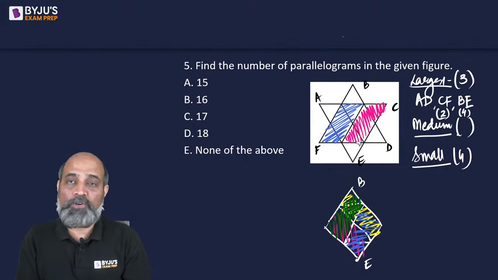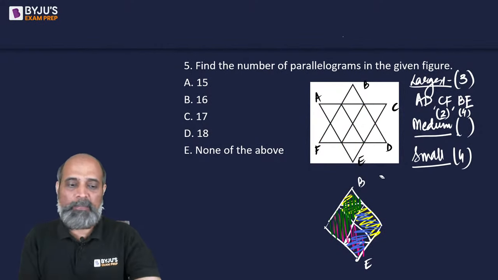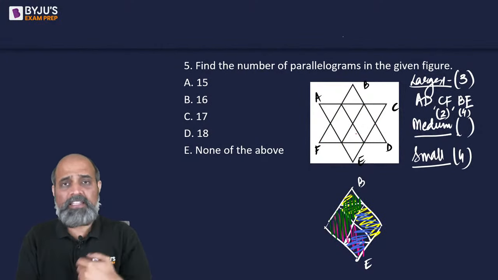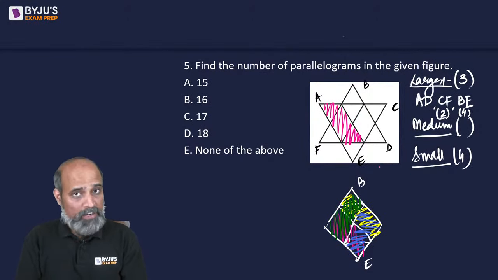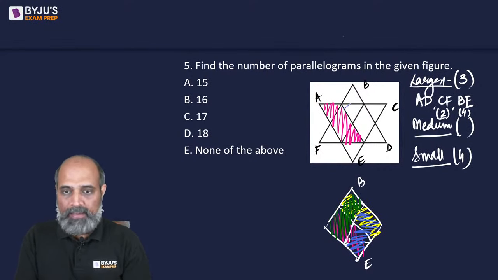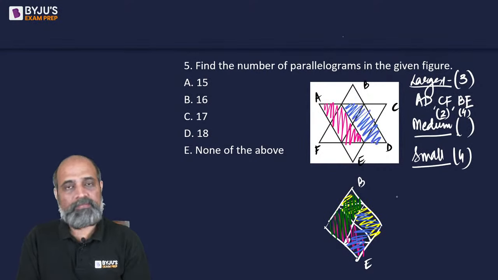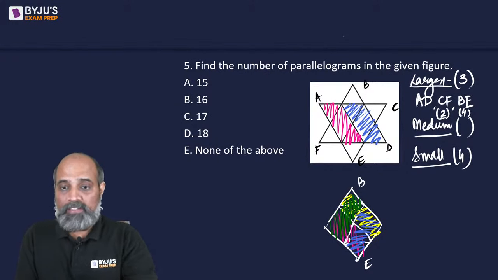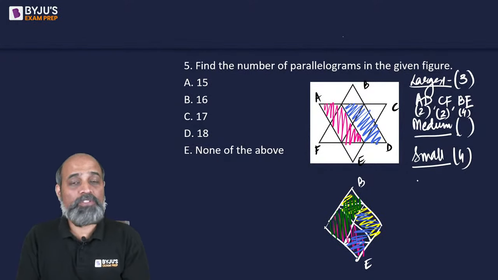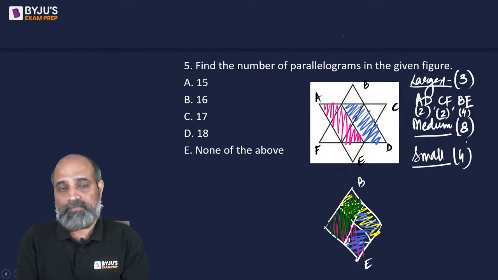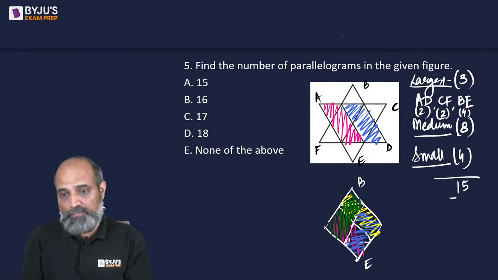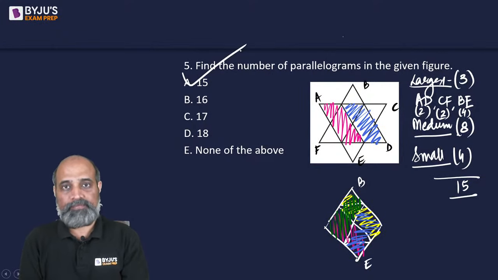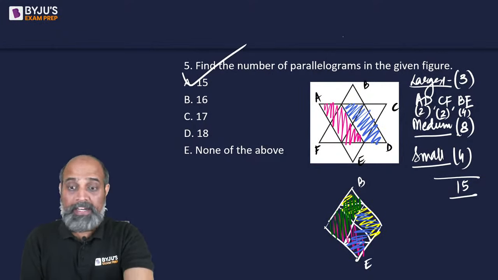And how many are we going to get from AD as the diagonal? How many will we get inside the AD parallelogram? We will get 2 inside this as well. Look at this. Inside the AD parallelogram, one is this and another one is this. So you get 2 from AD, 2 from CF and 4 from BE. Medium size total is 8. So we will have a total of 7 plus 8, 15 parallelograms. Not small, medium size.